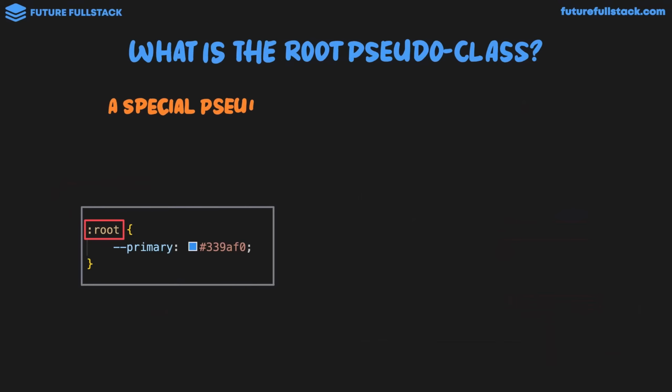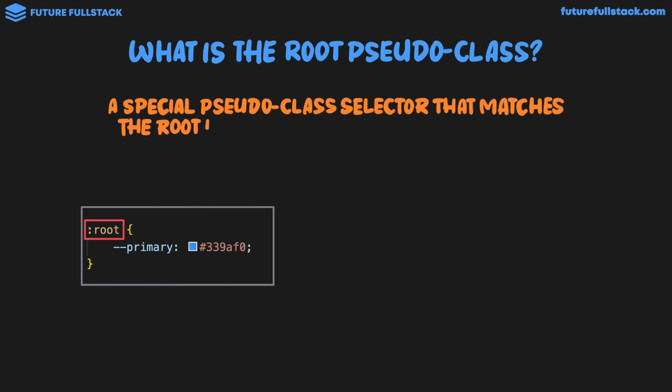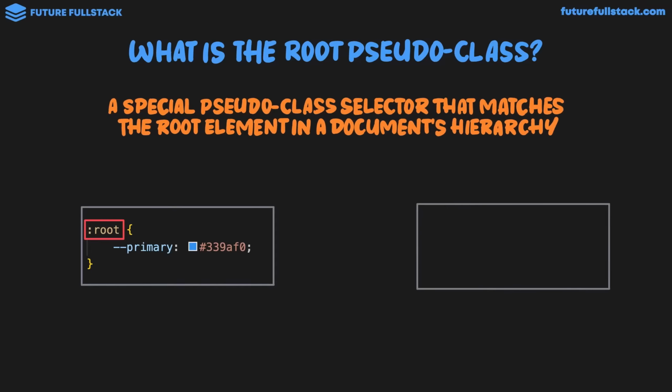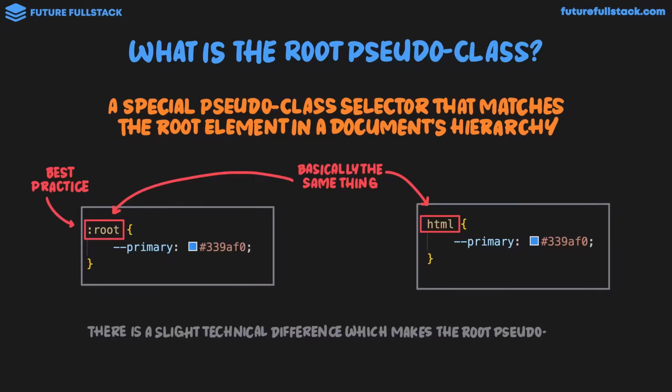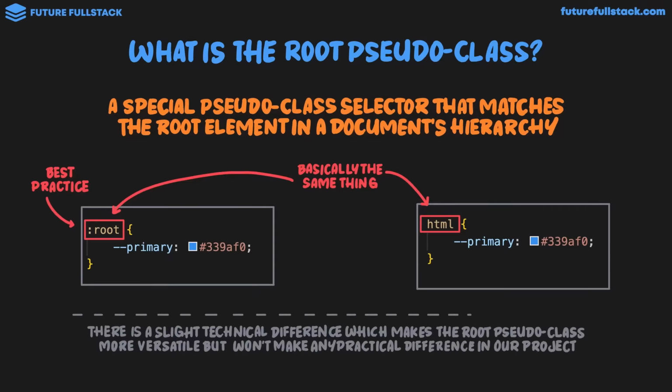It's a special pseudo class selector that matches the root element in a document's hierarchy. The root HTML element looks like this, where we select the HTML tag. And this is basically the same thing. That is the root pseudo class and the HTML type selector. But it is best practice to use the root pseudo class to define your variables. Now there is a slight technical difference which makes the root pseudo class more versatile, but won't make any practical difference in our project.